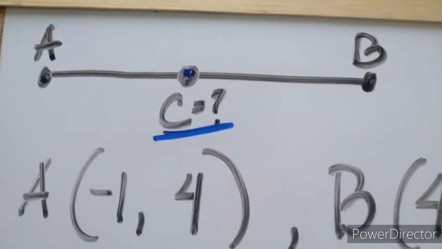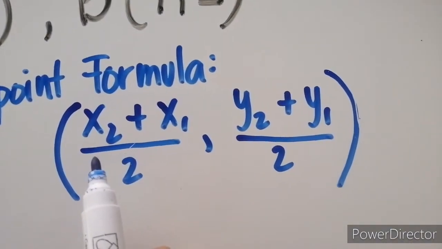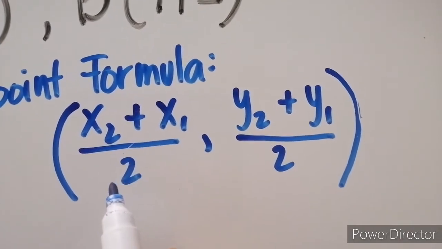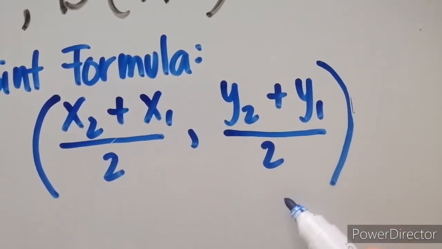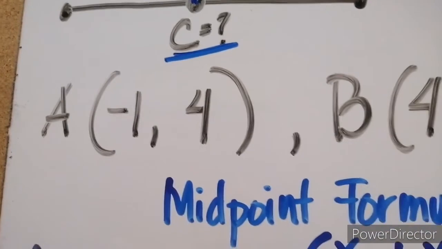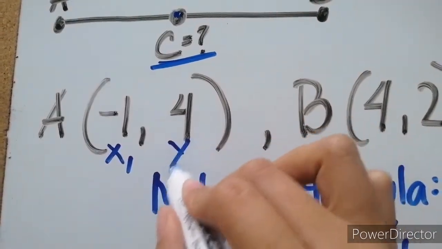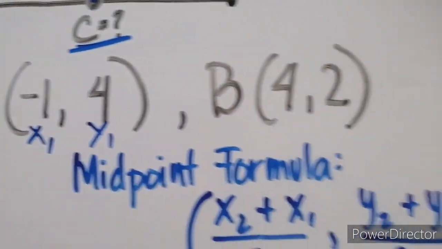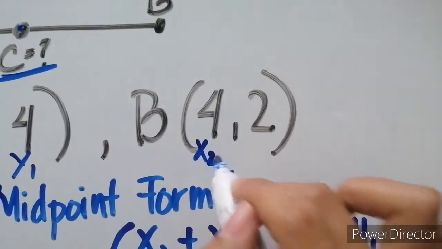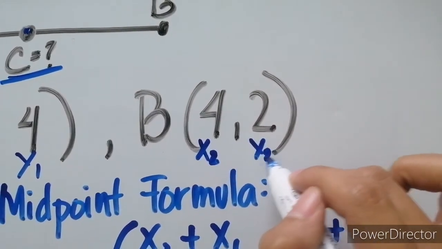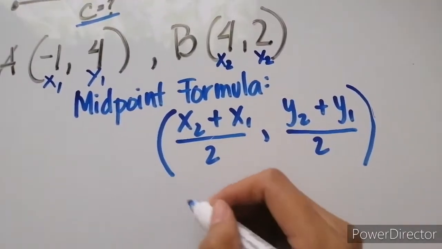The formula for our midpoint is, to find our x coordinate, x sub 2 plus x sub 1 over 2. And to find our y coordinate, y sub 2 plus y sub 1 over 2. Our first point will serve as our x sub 1 and y sub 1, and for our second point, we will use 4 as our x sub 2 and 2 as our y sub 2. Okay, and then use our formula.